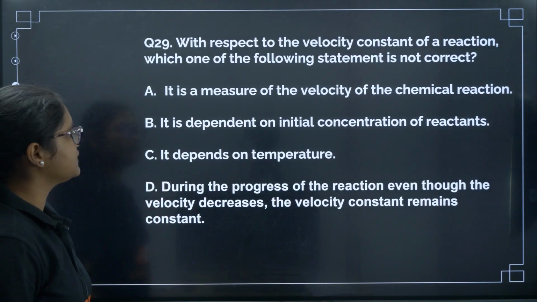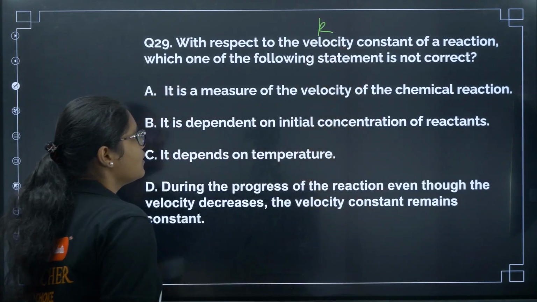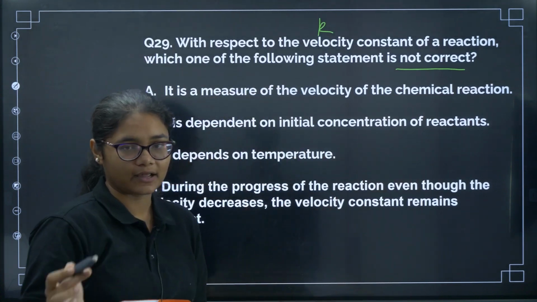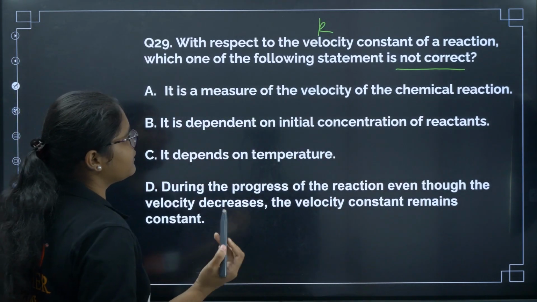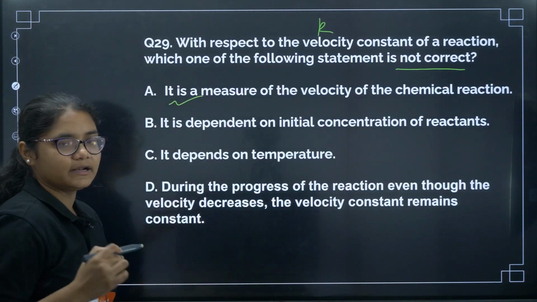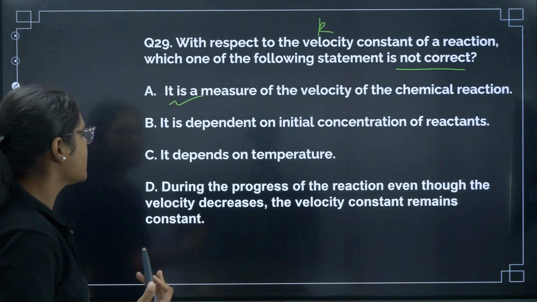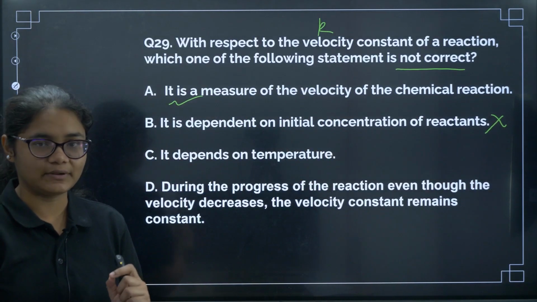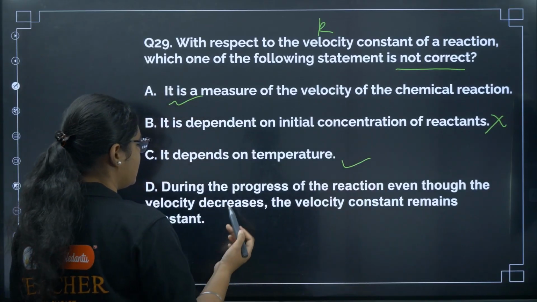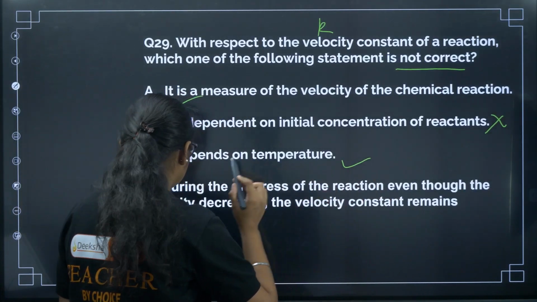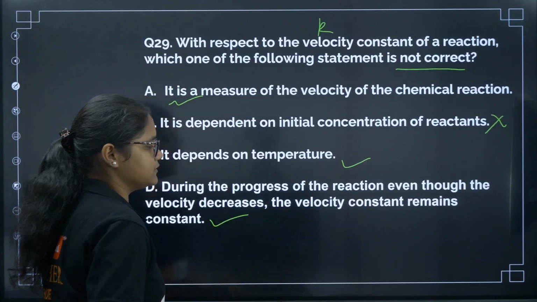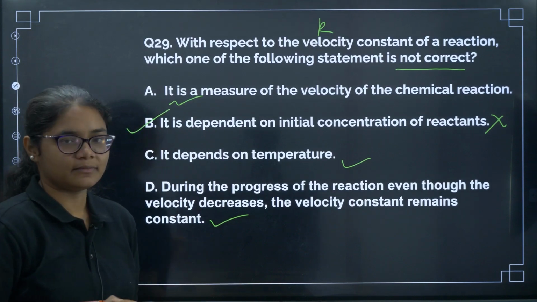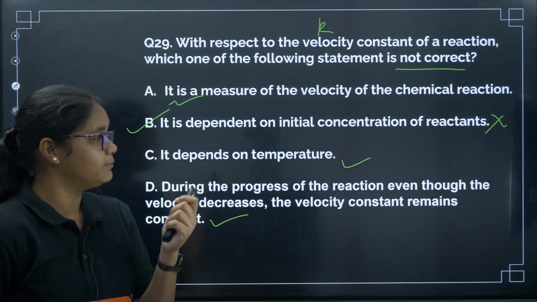Next, with respect to the velocity constant, that is your rate constant K of a reaction, which one of the following statements is not correct? Okay, this is very important when the question is asking incorrect or correct, so be very careful there. So, it is a measure of velocity of the chemical reaction. Yes, this statement is correct. It is about how fast a reaction is. Second, it is dependent on the initial concentration of the reactants. No, rate constant depends only on the temperature. This is the incorrect statement. During the progress of the reaction, even though the velocity decreases, the velocity constant remains constant. Yes, rate constant value is always the same for a particular reaction. So the incorrect statement is option number B. So the answer for this question will be option number B.